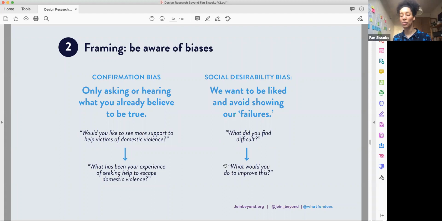If you ask what would you do to improve this, then the person that you're talking to will probably come up with a lot of solutions for improvement. While if you ask what did you find difficult, then it's more like you're pointing out what they didn't succeed at doing, and it's more likely that they will say, oh no, it's fine, that was really easy, and then you're not really getting the depth of insight that you're hoping to get.